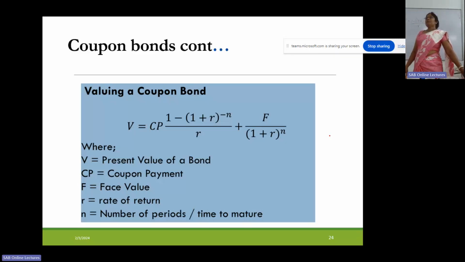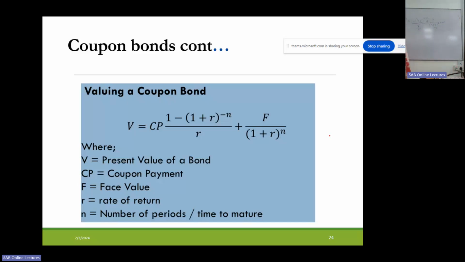If coupon is paid semi-annually, out of the annual coupon you will get that twice. So if the coupon is paid semi-annually, you have to adjust this formula. What you have to do: the coupon payment you have to divide by M, r you have to divide by M, and n you have to multiply by M.